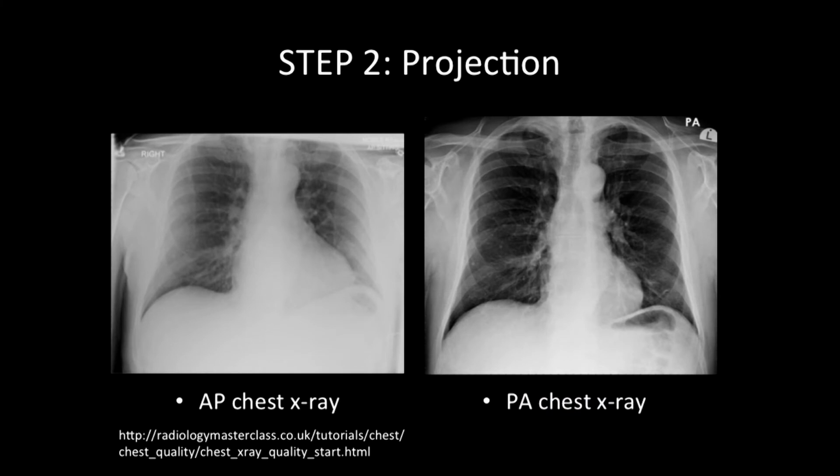The next step is to look at the projection, and what we have here are two different projections of chest X-rays. One is an anterior posterior or AP chest X-ray. One is a posterior anterior chest X-ray, the PA chest X-ray. And if we look carefully at the anatomic structures, we can see the difference between these two projections.